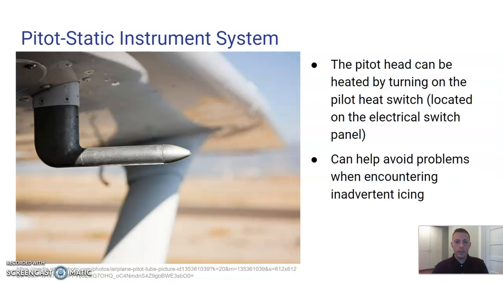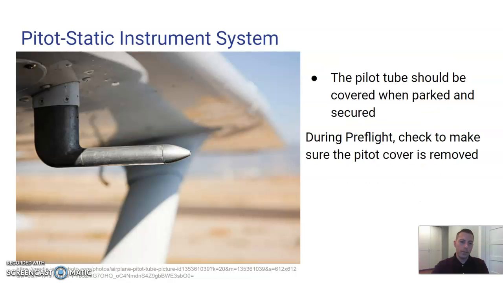The pitot tube is heated, and it can be turned on by a switch on the instrument panel, and this can help us avoid problems with icing. And when we have the aircraft on the ground, we should cover this with a cover so that bugs or debris doesn't get in there, and that we can make sure that our system will operate when we're ready to fly. And it's important to remove that cover before we fly.